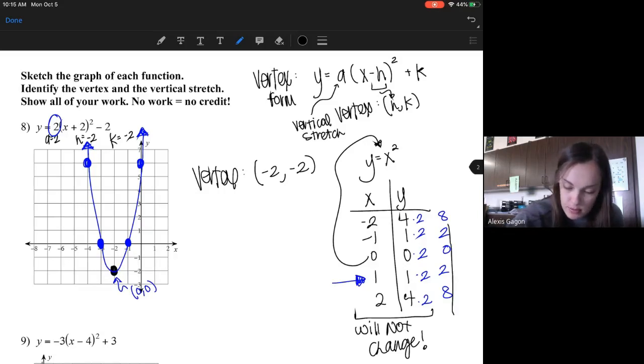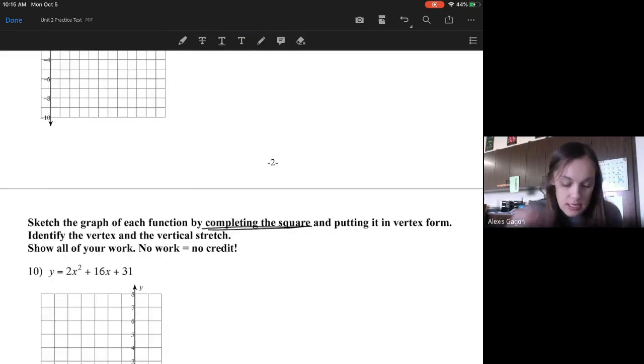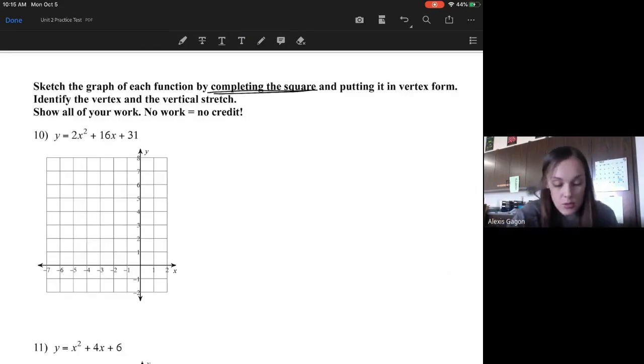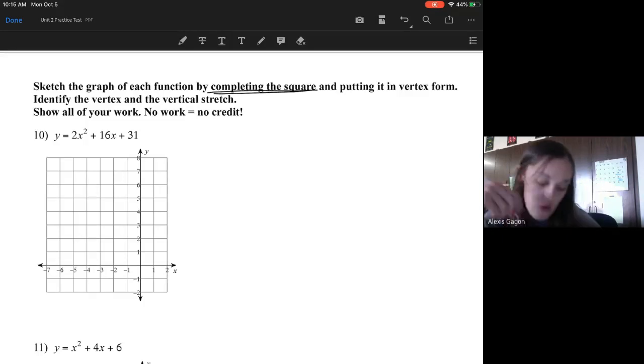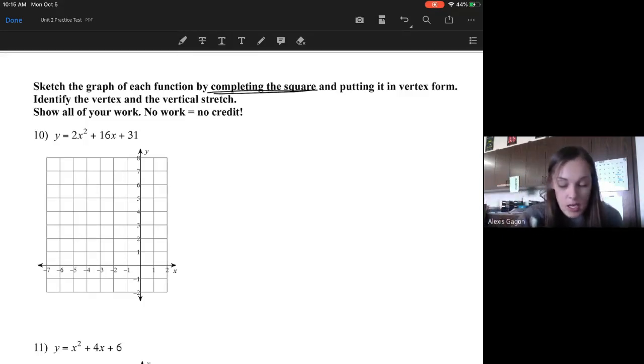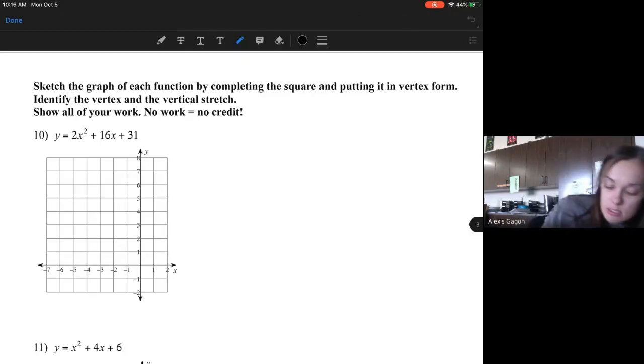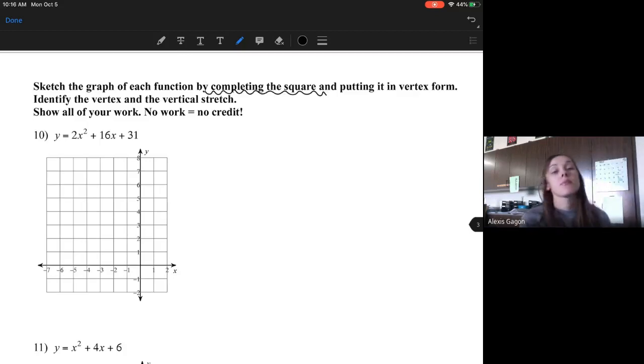Oh, whoops. Okay, let's go down. Let's do one like this. So this one is not in vertex form. It cannot be factored. So we need to figure out how to do this, which means that we are going to complete the square, the same way that we did before.